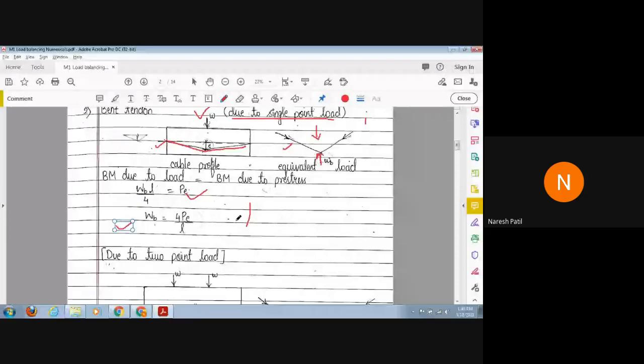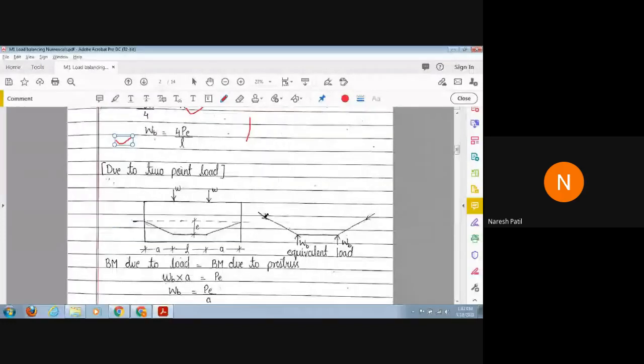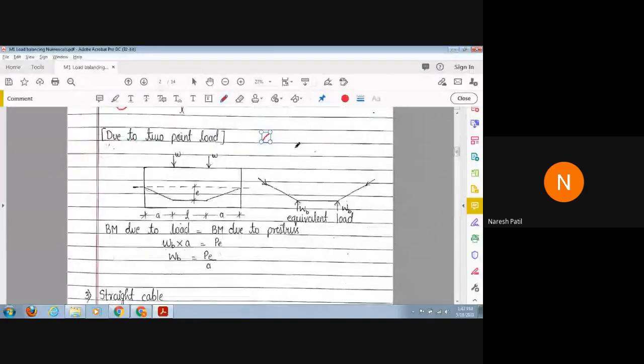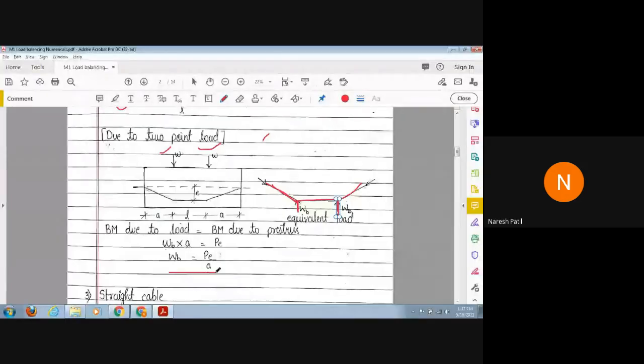Same thing, now here we have 2 point loads. So what will happen here? Here we have 1, here we have 1. So one balancing load here, one balancing load here. Join this over, so that is the cable profile. It is trapezoid in shape. Again, the moment is W into A due to load, plus PE. So W into A plus PE, we get the total balancing load, PE by A. This is a very simple concept.